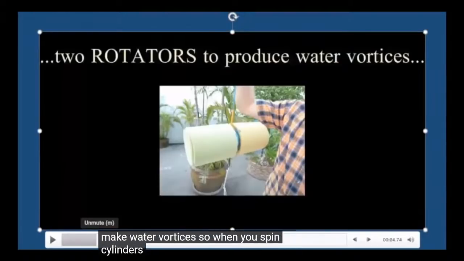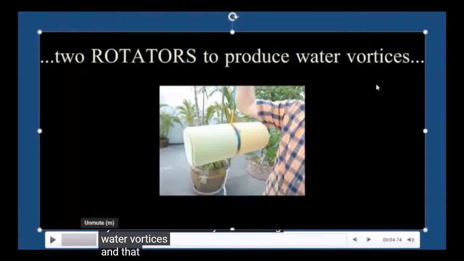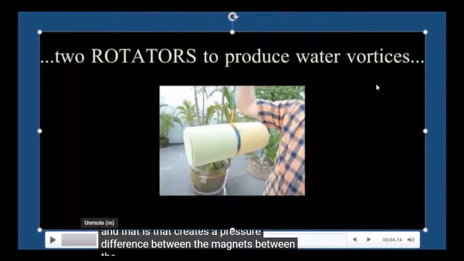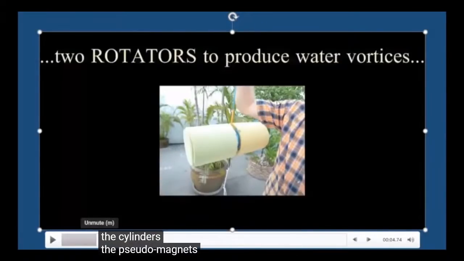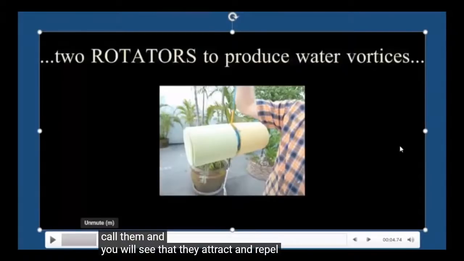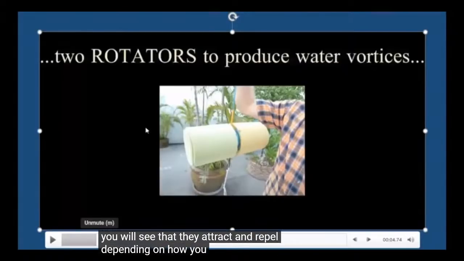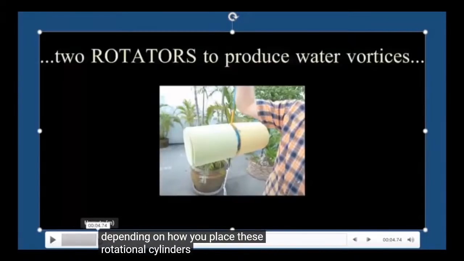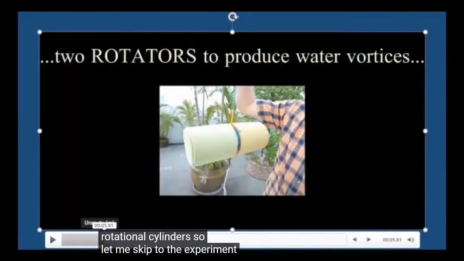So when you spin cylinders underwater, you're creating water vortices, and that creates a pressure difference between the cylinders, the pseudo magnets, I guess you could call them, and you will see that they attract and repel depending on how you place these rotational cylinders. So let me skip to the experiment.